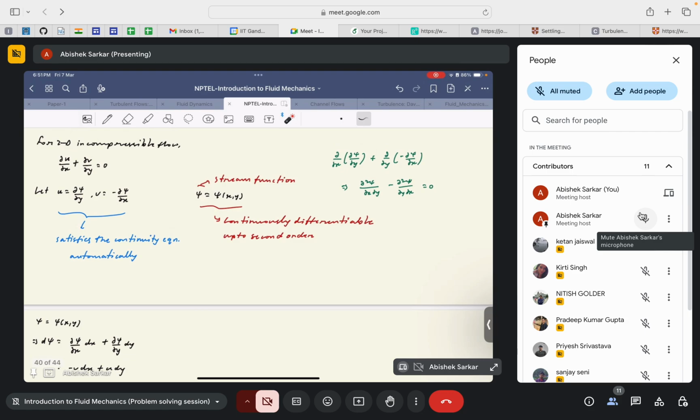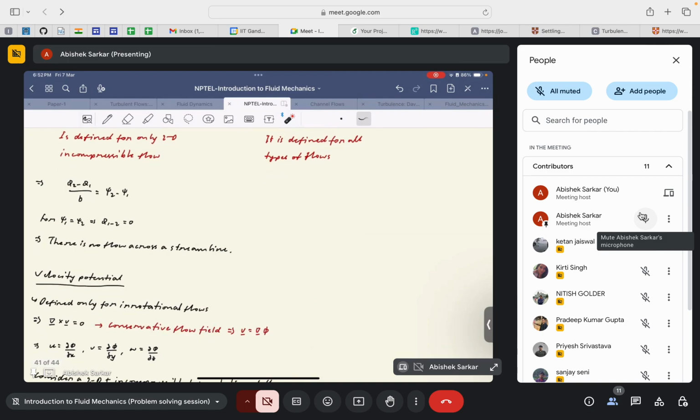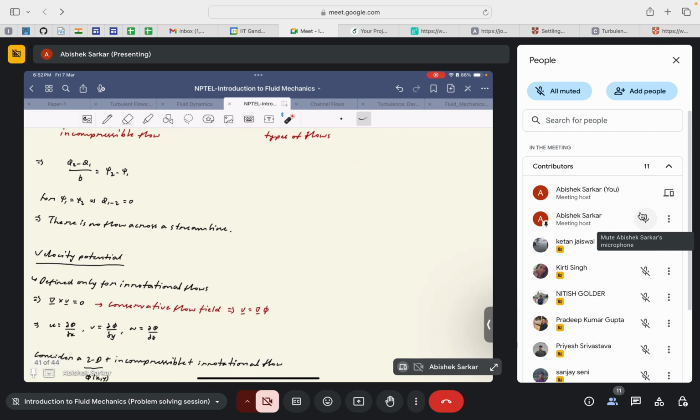But still, this gives a very good idea of the physics of the flow, and on that you can build up your concepts, and once you know the basics, you can apply it to difficult geometries and difficult scenarios. Similar to this, we have the concept of velocity potential, which follows the same idea, but it is only applicable for irrotational flows. The stream function is valid only for 2D incompressible flows, and velocity potential is only valid for irrotational flows.